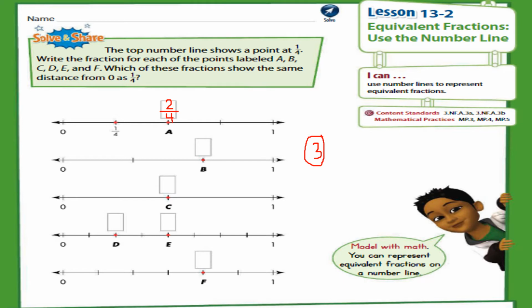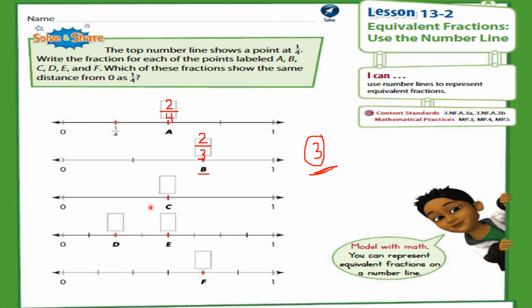Excellent, 3. So the first part, and I have to write the fraction for the second part again. So for the second part my denominator will be... excellent, 3, because it's divided into 3 equal parts, and my numerator will be... very good, 2, because it is for the second part. Very nice. Okay, let's have a look at the third fraction.